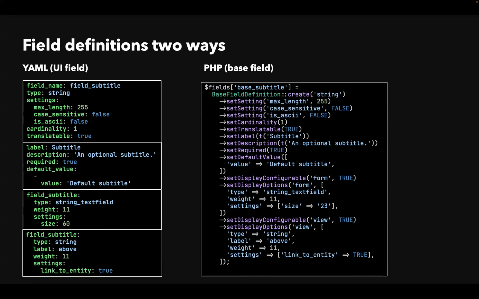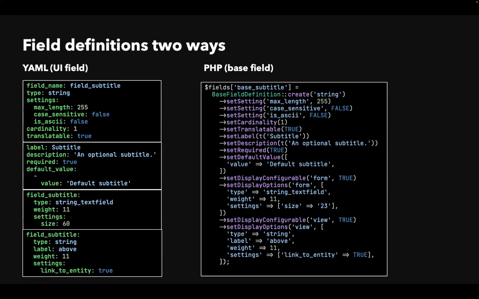So it's got the name, what type of field it is, some of the things we were looking at earlier, 255 characters max length. This is defining the way the database stores the data. So case sensitive and that sort of thing are database specific configuration or settings. Cardinality just meaning how many values there will be for this field. In this case, we're just setting one.